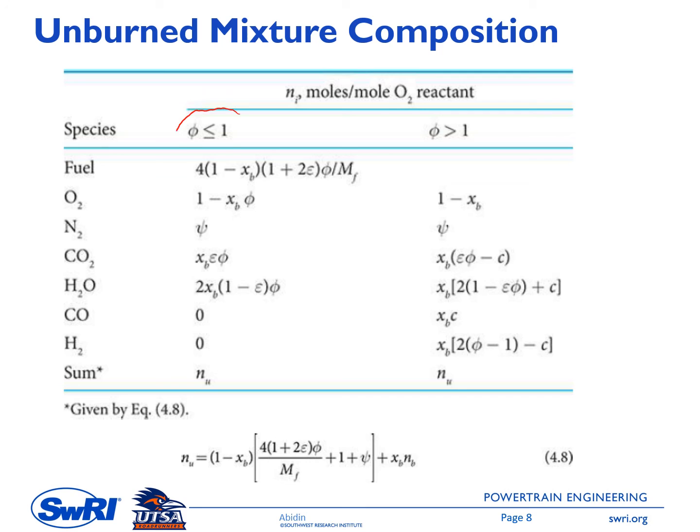On the left side, we have a lean mixture, and a rich mixture here. If it is a lean mixture, then CO and hydrogen equal 0. And on the right side here is for the rich mixture.